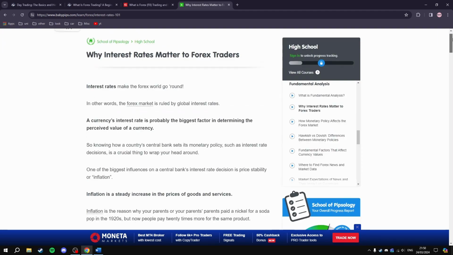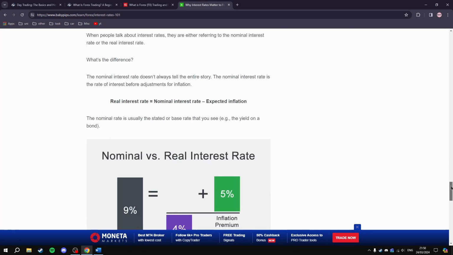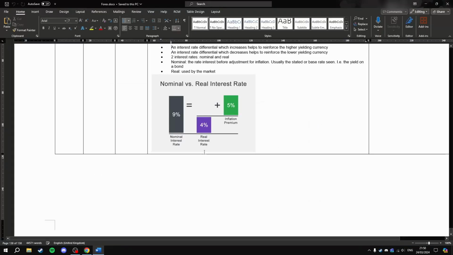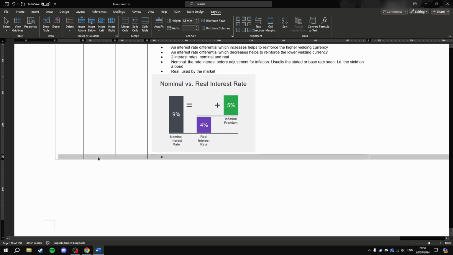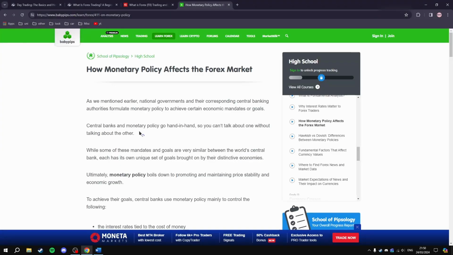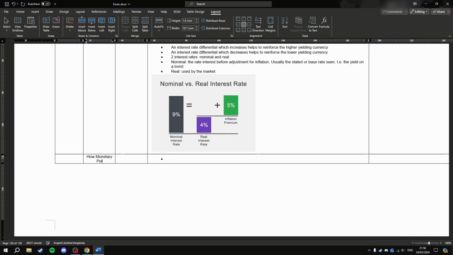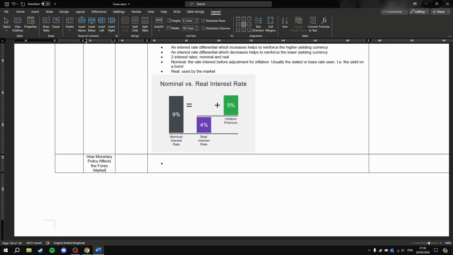So yeah, that's a really brief summary of what we went through last lesson, and now we're on how monetary policy affects the Forex market. Date is the 24th.